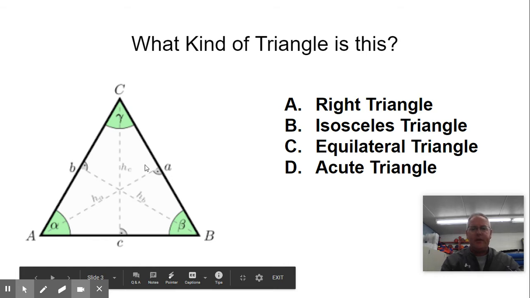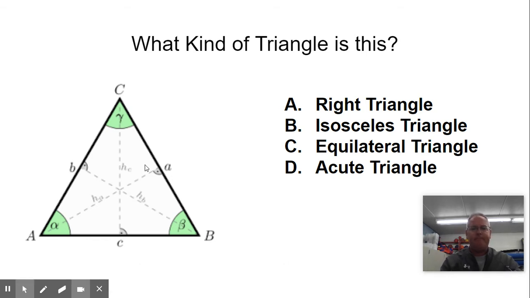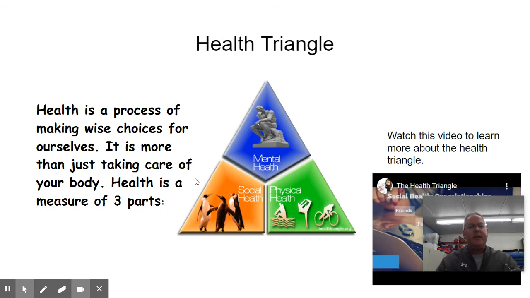What does it have to do with health? This. The health triangle is a combination of 3 parts. Health is a process of making wise choices for ourselves. It is more than just taking care of your body. Health is a measure of these 3 parts.